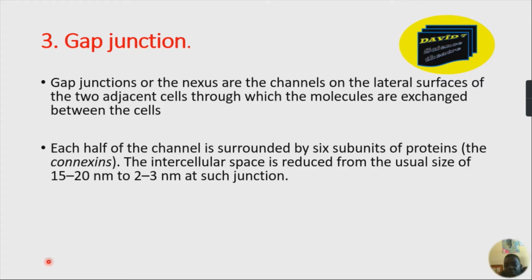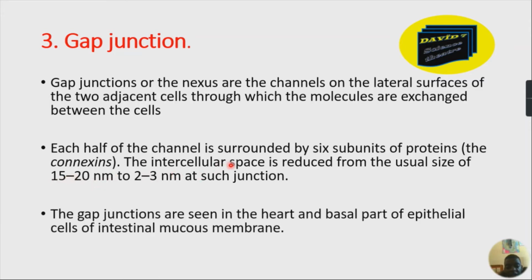Okay, so we have connexins which form a channel. Each half of the channel is surrounded by 6 subunits of proteins, which we call the connexins, such that the intercellular space will be reduced to around 2 to 3 nanometers, that is, reduced by 13 to 17 nanometers at such a junction.